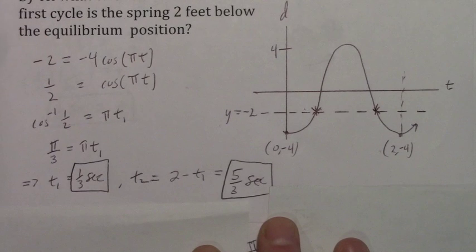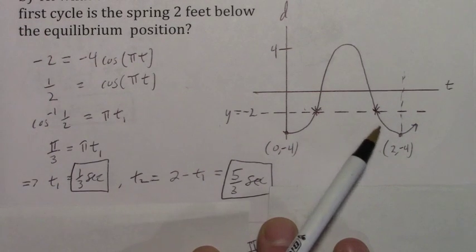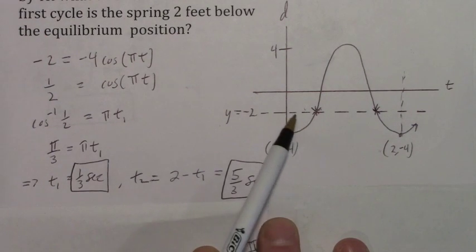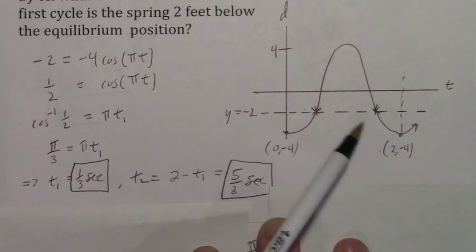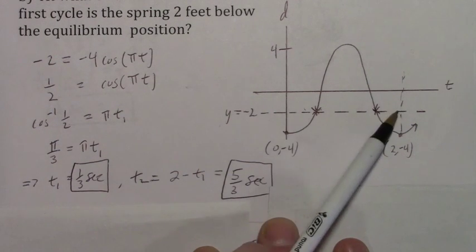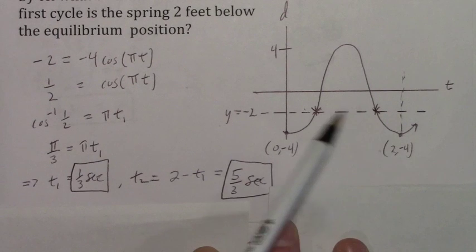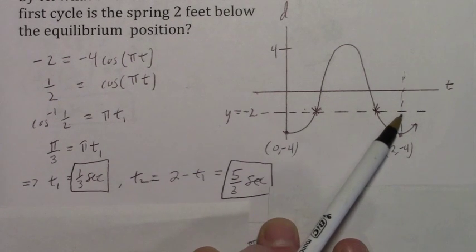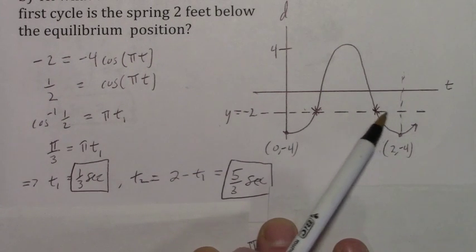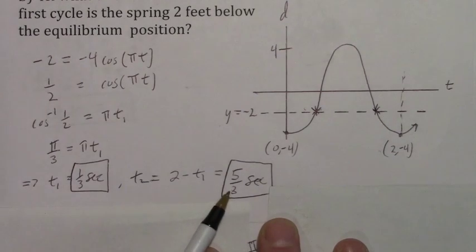See? Now, there's another time too. If you use symmetry, from here to here is 1/3 second, right? The whole distance is 2 seconds, right? From here to here is 2 seconds. So this distance equals this distance. So if you take 2 seconds and you subtract this little distance, which is 1/3, you get the other time, which is 5/3 seconds. So those are your 2 times.